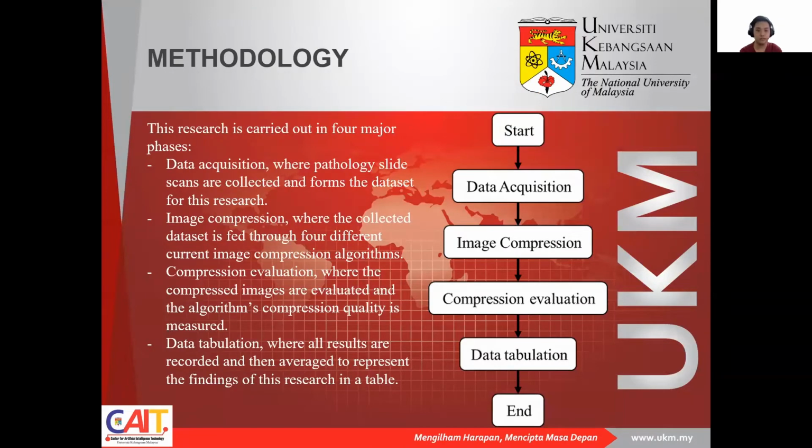So this research is actually carried out in 4 major phases: data acquisition, where the pathology slide scans are collected and the data set is formed for this research. And then moving on to image compression, where the collected data set is actually fed through 4 different currently in-use image compression algorithms. Then the phase of compression evaluation, where these compressed images are evaluated and the algorithm's compression quality is measured. And lastly, data tabulation, where all results are recorded and then averaged to represent the findings of this research in a table.